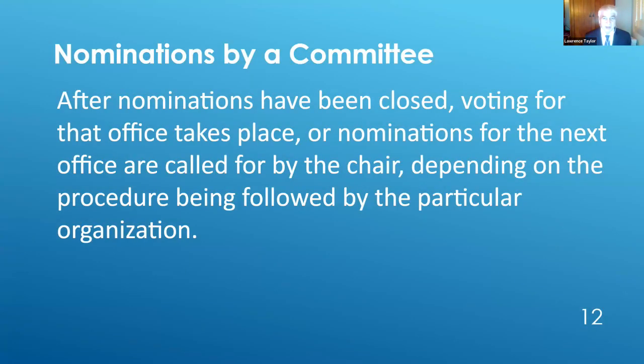And then after nominations have been closed, voting for that office takes place, or nominations are called for by the chair. And the next office is called for by the chair, depending on the procedure being followed by a particular organization. So there's two ways to approach elections. You can do all of your nominations followed by your elections, or you can do it alternately, where you take a nomination for the president, and then you do the election for the president, and then you take nominations for the vice president, and then you do the elections for the vice president until you've filled all the positions.